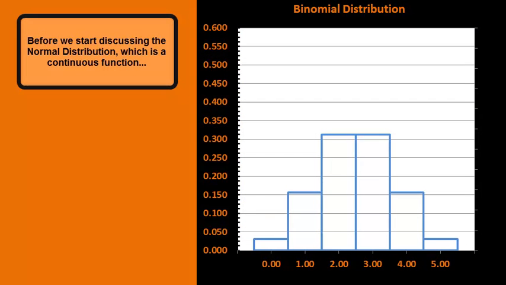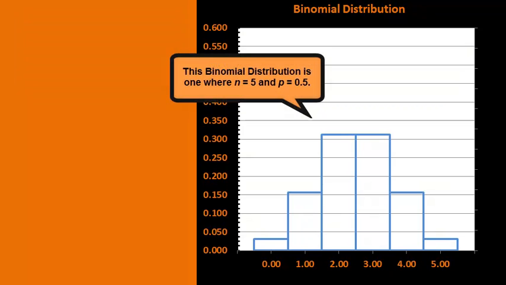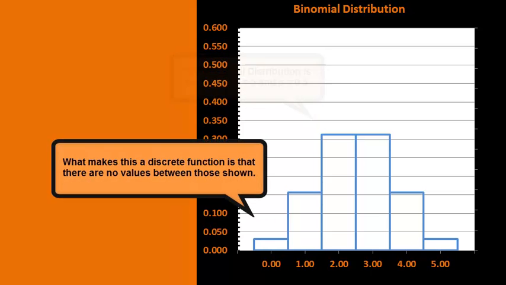Before we start discussing the normal distribution, which is a continuous function, let's take another look at the binomial distribution, which is a discrete function. This binomial distribution is one where n equals 5 and p equals 0.5. What makes this a discrete function is that there are no values between those shown.